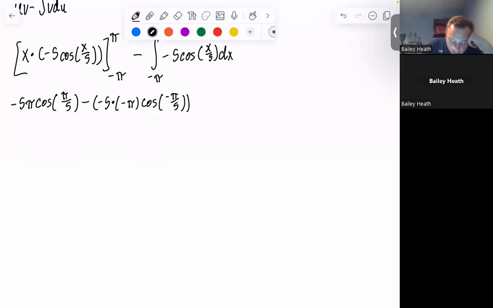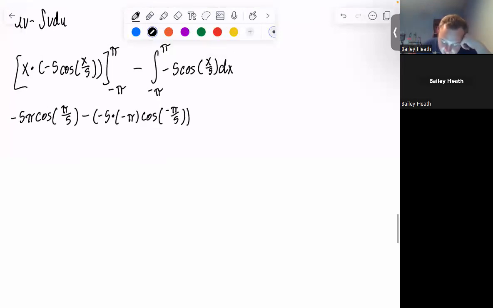So that's the first part. Again, we'll come back and simplify that in just a moment. Then over here, for the second part, we get plus. I'm going to go ahead and take these two negatives and make them a positive. And I'm going to take this 5 out in front of the integral. So I'm going to end up with plus 5 times the integral from minus pi to pi of cos x over 5, which I'll come back to.